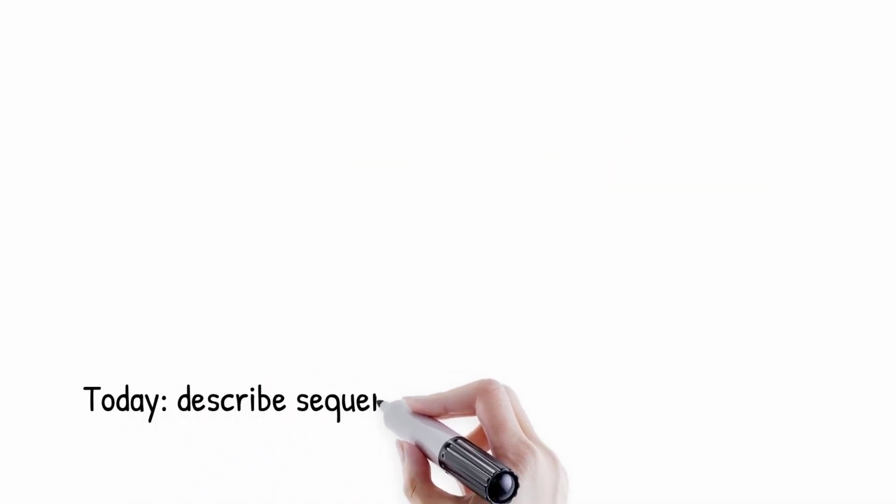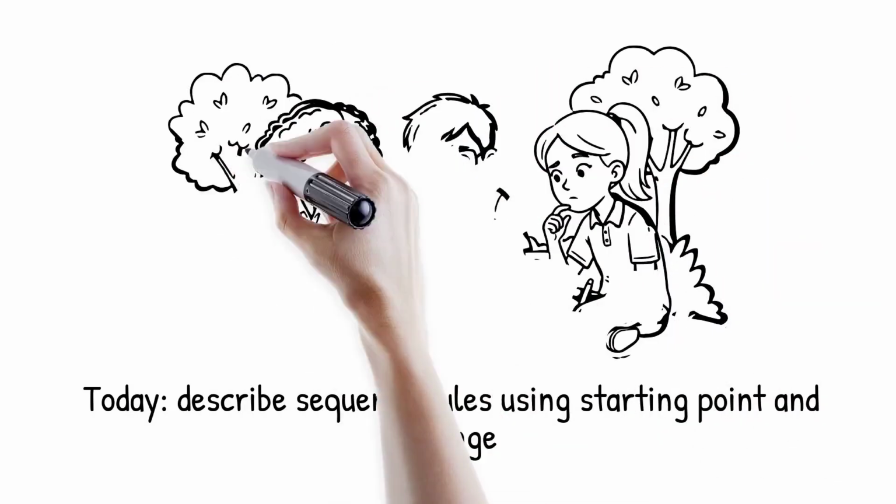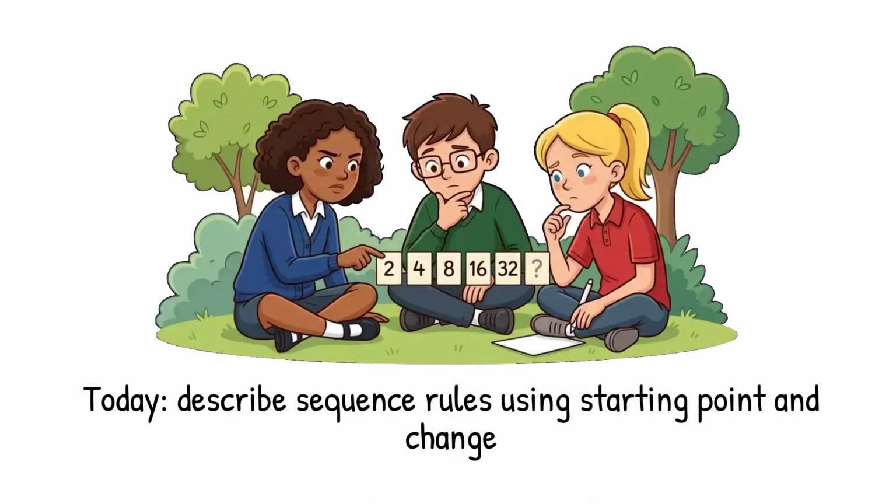Today we learned how to describe sequence rules clearly in words, using both the starting point and the repeated change. In the next lesson, we will go further and turn these verbal rules into algebraic expressions so that the pattern can be written in a short mathematical form.